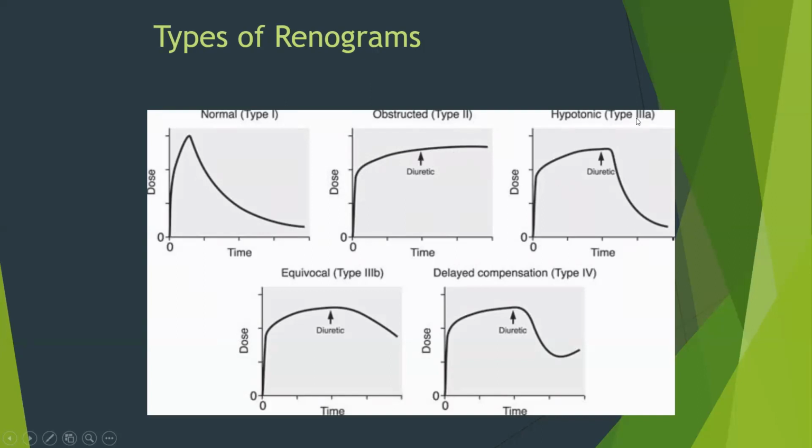And then we have a type 3A, which we call a hypotonic curve, in which there is drainage as soon as we give Lasix. The curve comes down. And then we have an equivocal type 3B, in which after administration of the diuretic, the curve drains very slowly. Then there is another type 4 curve, which is a delayed compensation, in which the curve comes down after diuretic but rises again.